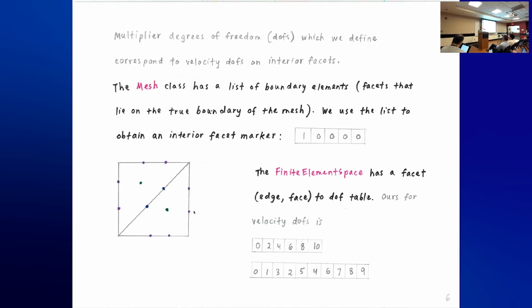So imagine this is our mesh. We have 2 elements. The mesh class has a list of boundary elements, facets that lie on the true boundary of the mesh. And we use the list to obtain an interior facet marker. So I'm pretty sure this works.